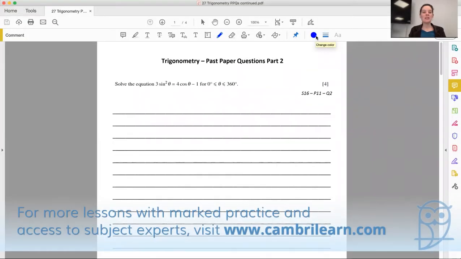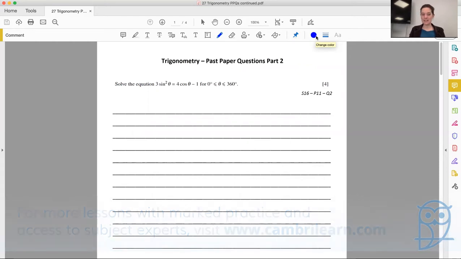We're going to be working through another batch of trigonometry past paper questions today. So looking at some other different kinds of questions that we didn't cover in the last session. So first one, solve the equation 3 sine squared theta equals 4 cos theta minus 1 from 0 to 360 degrees. So our calculator wants to be in degrees.